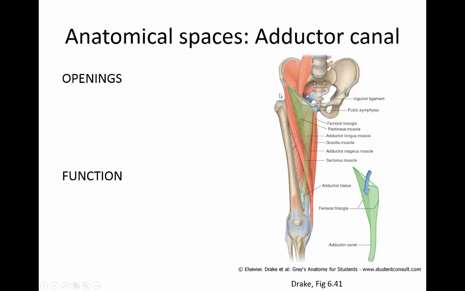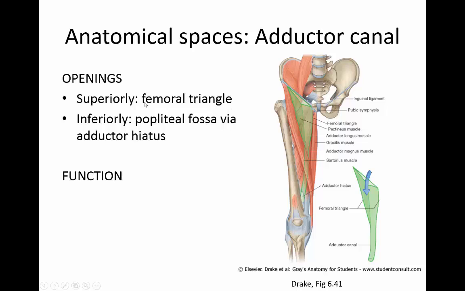So the adductor canal starts off in the anterior compartment, but it's an adductor canal, so it is moving medially and can be thought to also be part of the medial compartment. So opening superiorly, that femoral triangle, inferiorly the popliteal fossa posterior to the knee through the adductor hiatus. Function of anatomical spaces is a communication or a passageway for nerves or vessels to pass through.